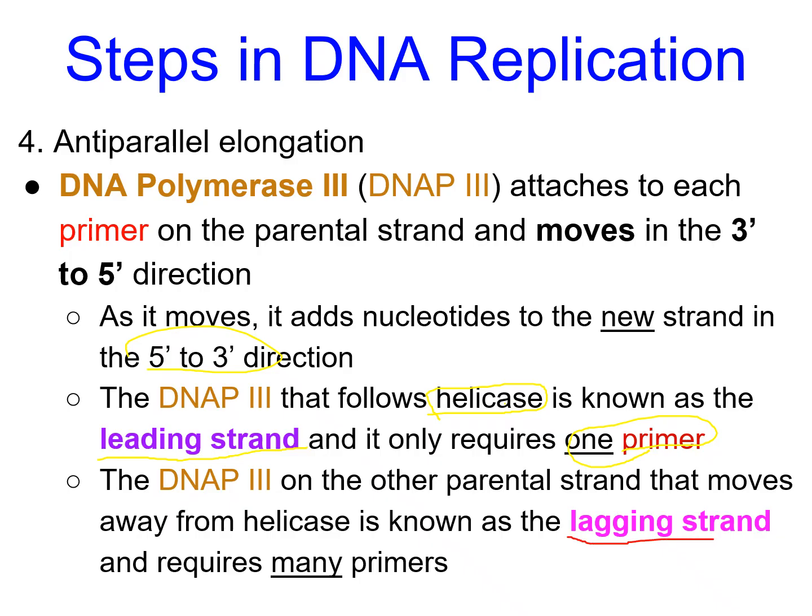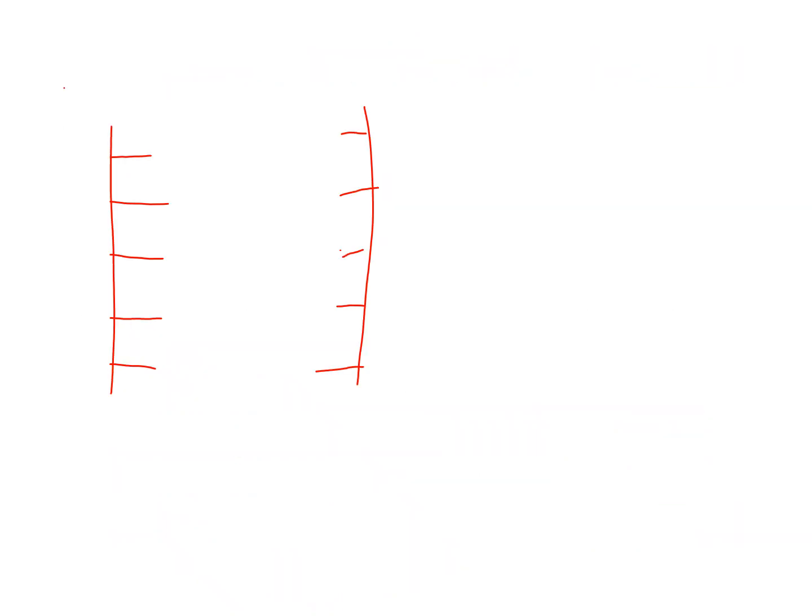So that strand is going to be going the opposite direction of helicase, and it's going to be lagging behind, and it requires many primers. So I'm just circling or highlighting some very important things here that we need to know. Moving away from helicase, lagging behind, requires many primers. Those are the key things for our lagging strand. Now I'm going to go to the next slide, and I'm going to try my very best to draw this entire thing that I just explained to you.